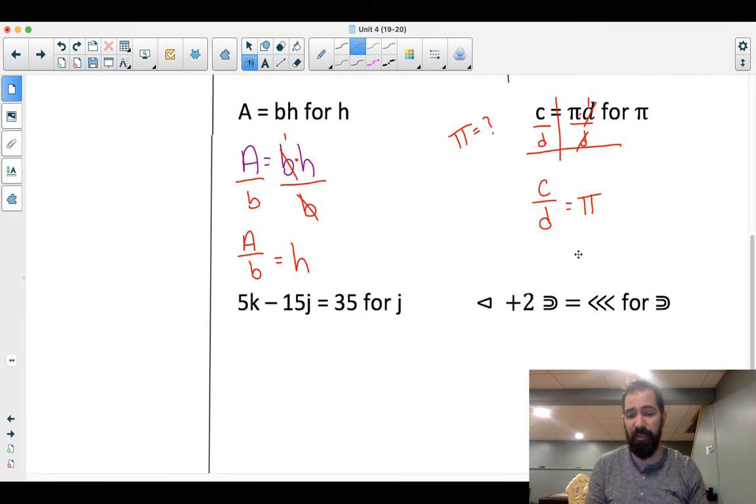And if you did that for any circle, you would get pi as your answer. Take the circumference divided by the diameter, you would get pi. And that's it. I'm done.